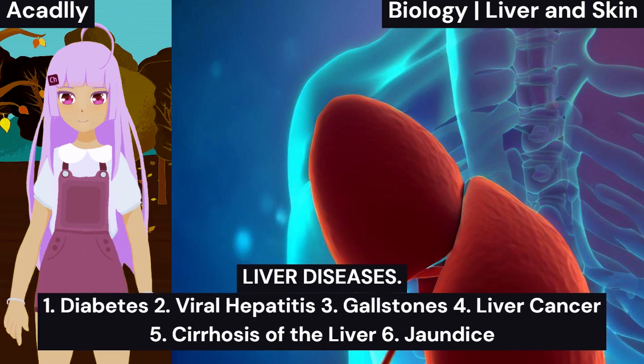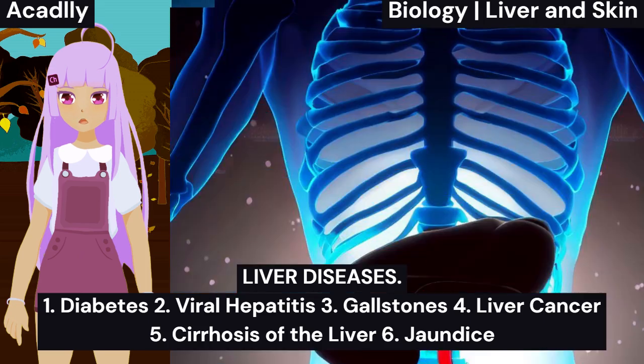Liver diseases. Liver diseases include diabetes, viral hepatitis, gallstones, liver cancer, cirrhosis of the liver, and jaundice. Jaundice can be caused by liver disease or other factors. 1. Diabetes. This condition arises from the inability of liver cells to convert excess glucose into glycogen, due to the pancreas's failure to produce the hormone insulin.